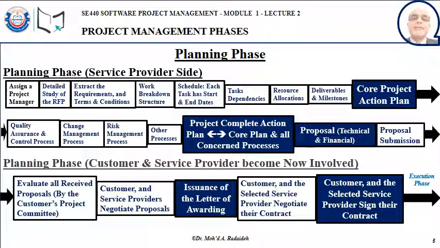Once the contract is negotiated and finalized, then the customer and the selected service provider would sign their contract. So the outcome of the planning phase is the contract itself. Once we have the contract in hand, we move to the execution phase.